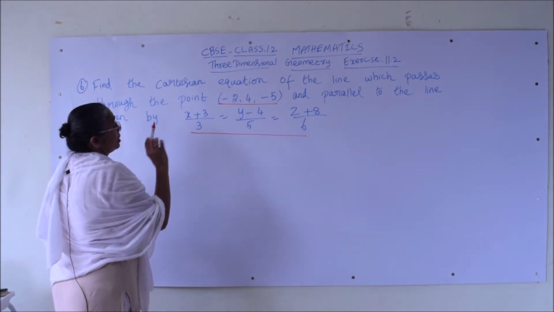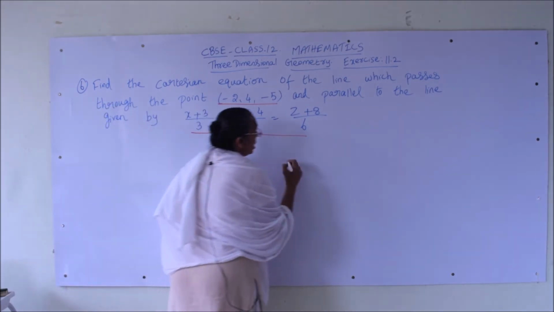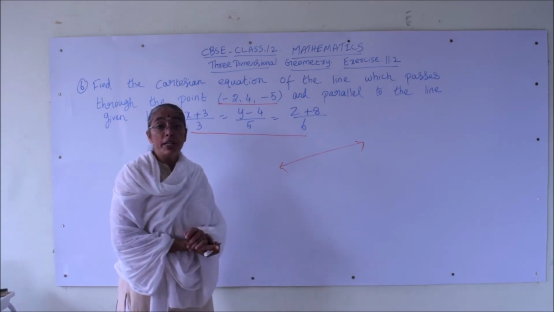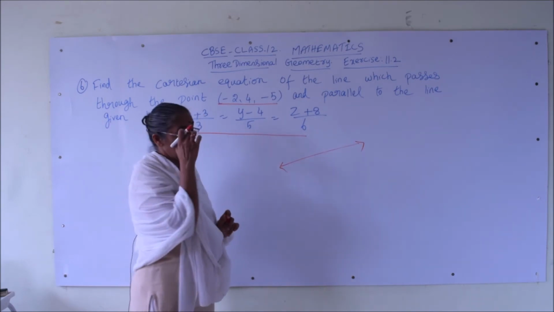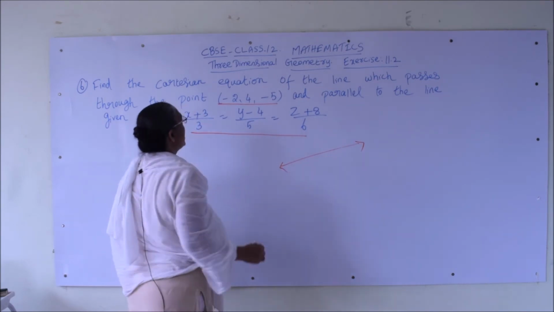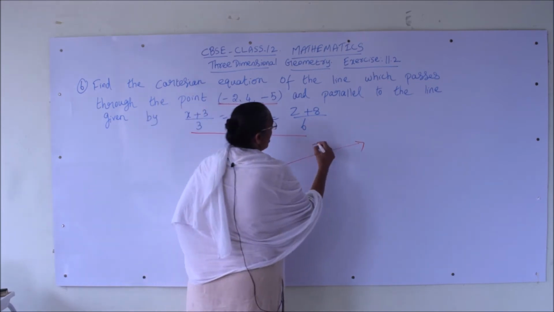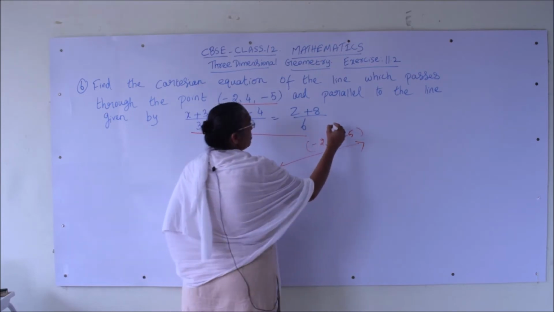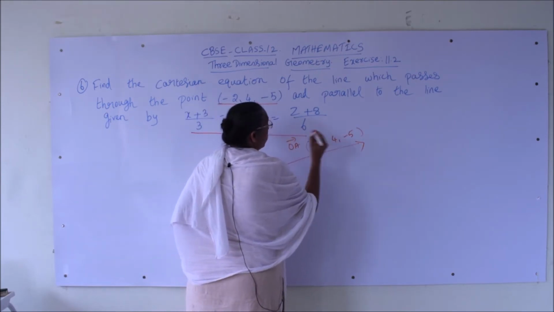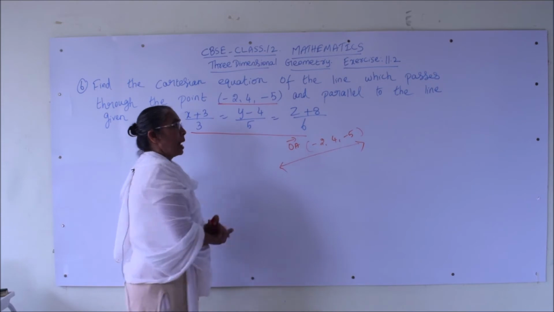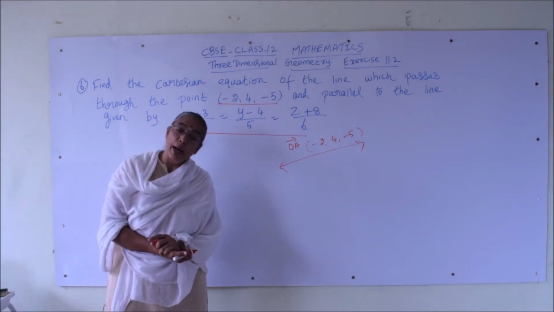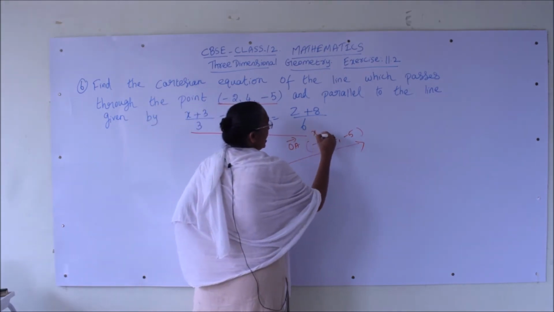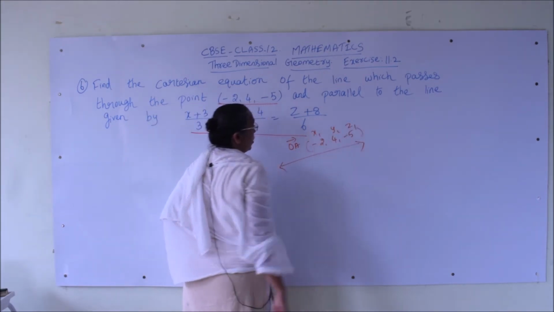We have to find the Cartesian equation of the straight line. Even though I am doing this on the board, we have to imagine this in 3 dimensions. The point is given: minus 2, 4, minus 5. This is the position vector of the point, OA is minus 2i cap plus 4j cap minus 5k cap in the vector form. In the Cartesian form, this is the point x1, y1, z1.